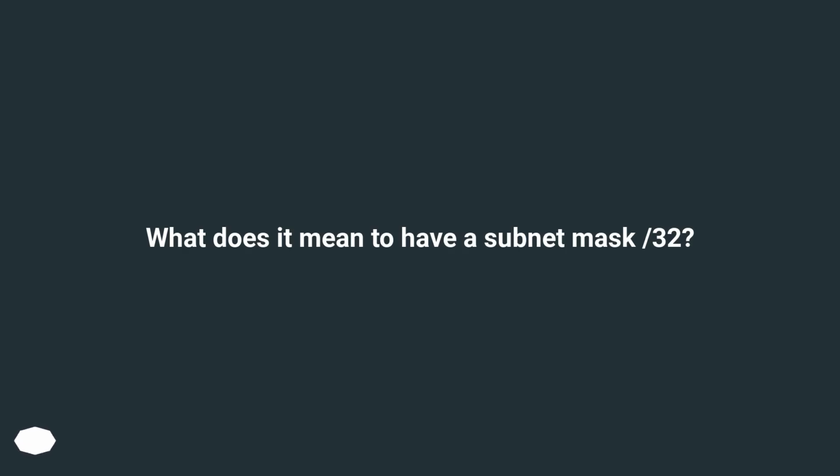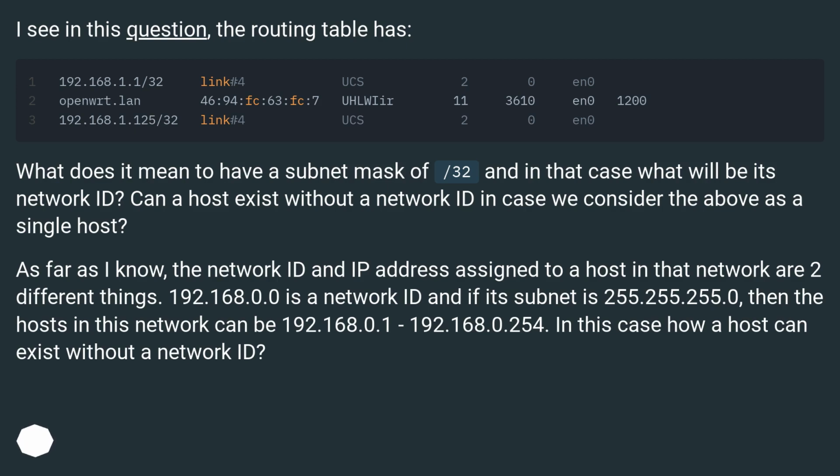What does it mean to have a subnet mask /32? I see in this question, the routing table has... What does it mean to have a subnet mask of /32, and in that case what will be its network ID? Can a host exist without a network ID in case we consider the above as a single host? As far as I know, the network ID and IP address assigned to a host in that network are two different things.